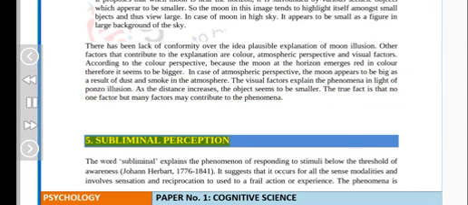5. Subliminal perception. The word subliminal explains the phenomenon of responding to stimuli below the threshold of awareness. Johann Herbart, 1776-1841. It suggests that it occurs for all the sense modalities and involves sensation and reaction to a frail action or experience.